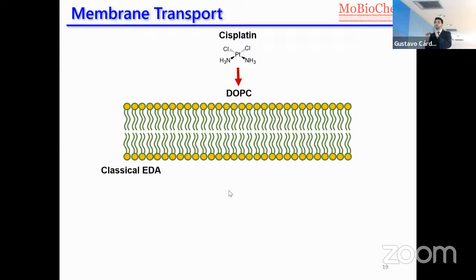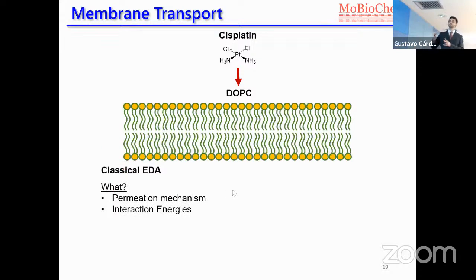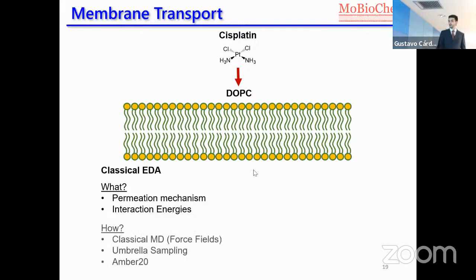Now, this part, part two, is going to be subdivided into two different subsections. The first one, I'm going to call classical energy decomposition analysis. So we are going to use classical methods, that is force field methods. In this case, we studied the permeation mechanism and then computed the interaction energies between these two subsystems present here. How do we do that? Well, by means of classical molecular dynamics, and we also use this technique, which is called umbrella sampling.